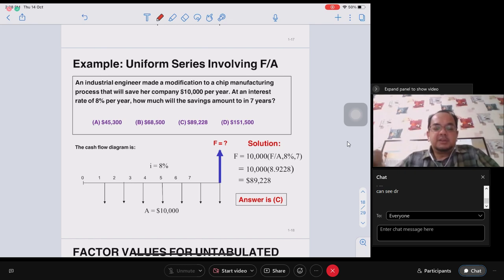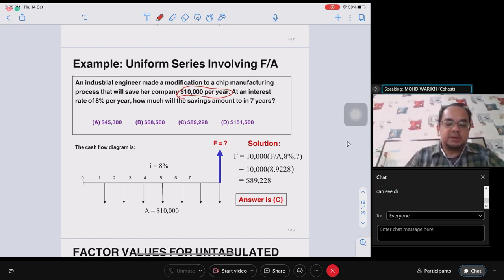An industrial engineer made a modification to a manufacturing process that will save a company 10,000 ringgit per year. At an interest rate of 8% per year, how much will the savings amount to in 7 years? That means the information given is A, 10,000 per year, and the rate is 8% per year.